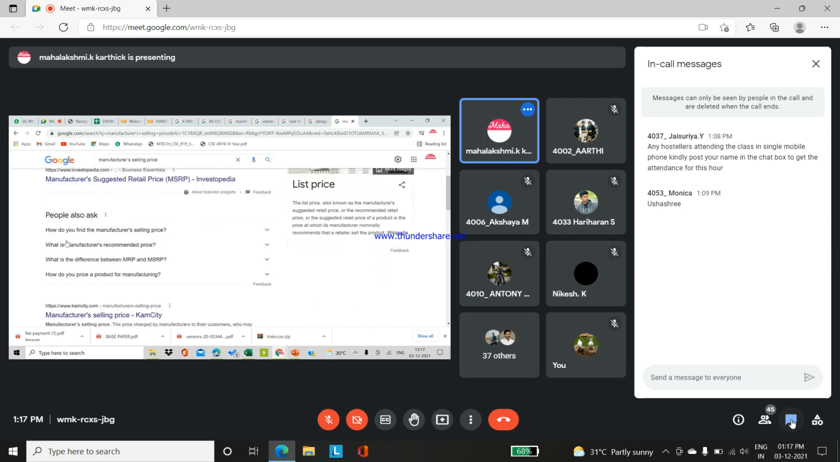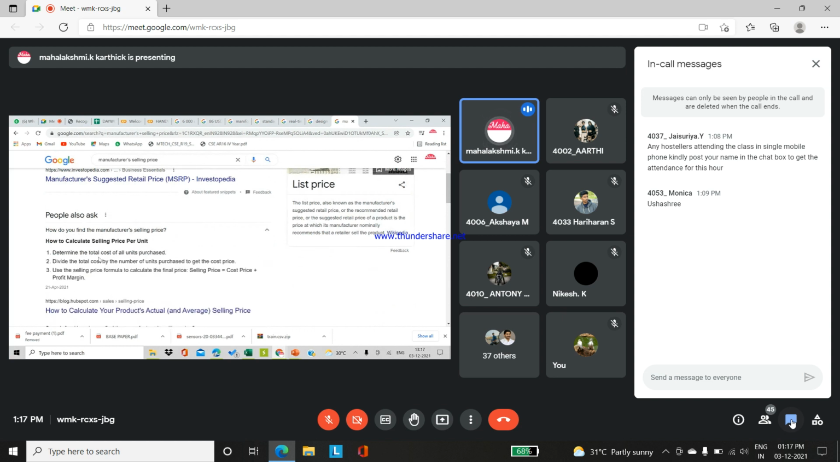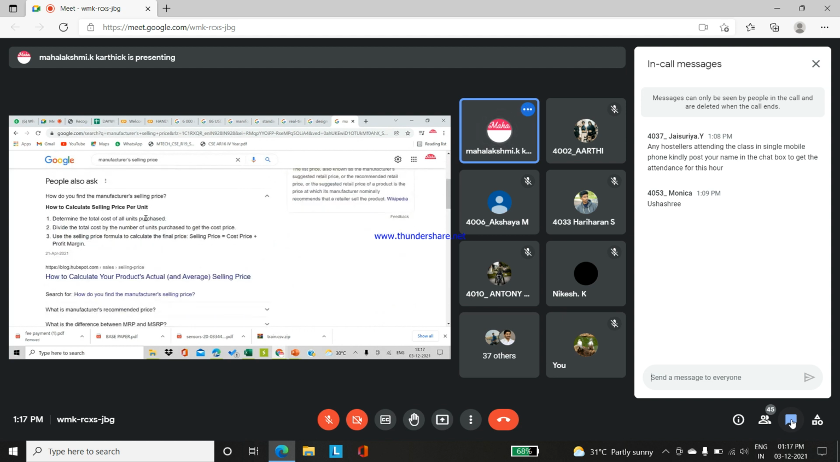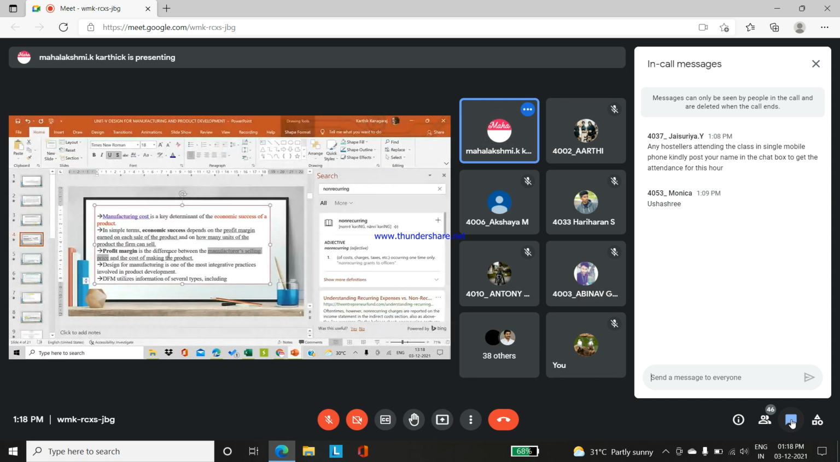Here comes the calculation. How do you find the manufacturing selling price? How will you calculate the selling price per unit for your product? Determine the total cost of all the units purchased. Divide the total cost by the number of units purchased to get the cost price. Use the selling price formula to calculate the final price. So, selling price equals cost price, how much cost you have put into building that product, plus profit margin. Profit margin is the difference between the retailer's fixed price and the cost put into building the product, making the product.